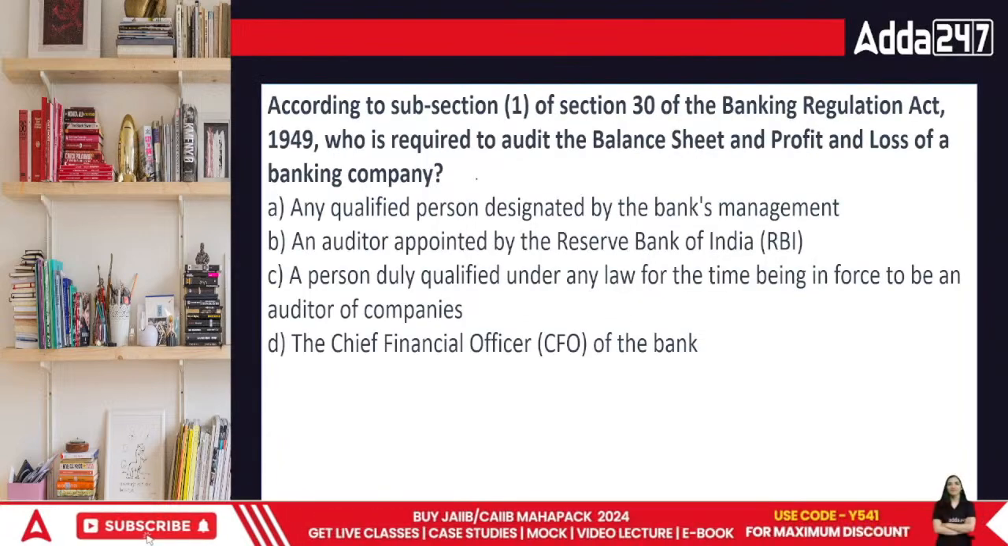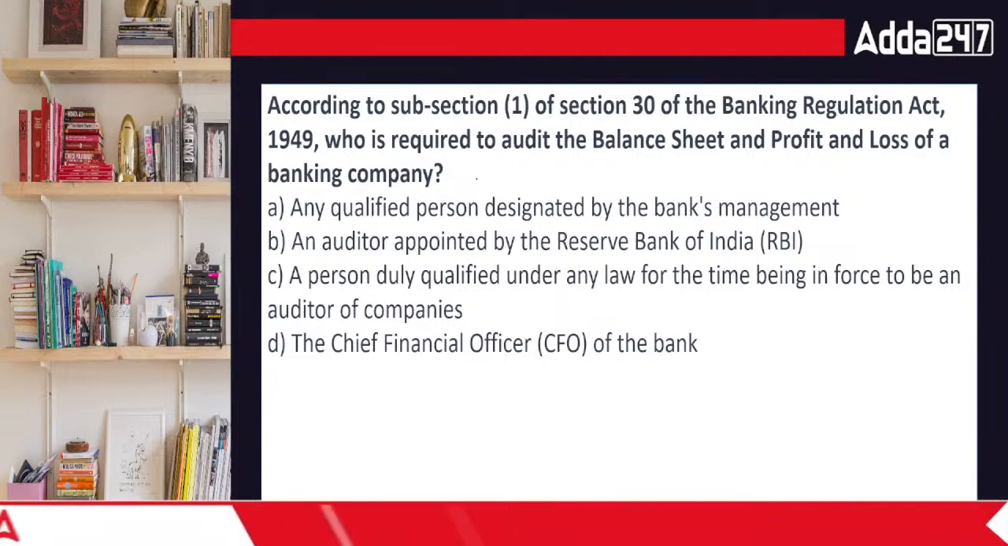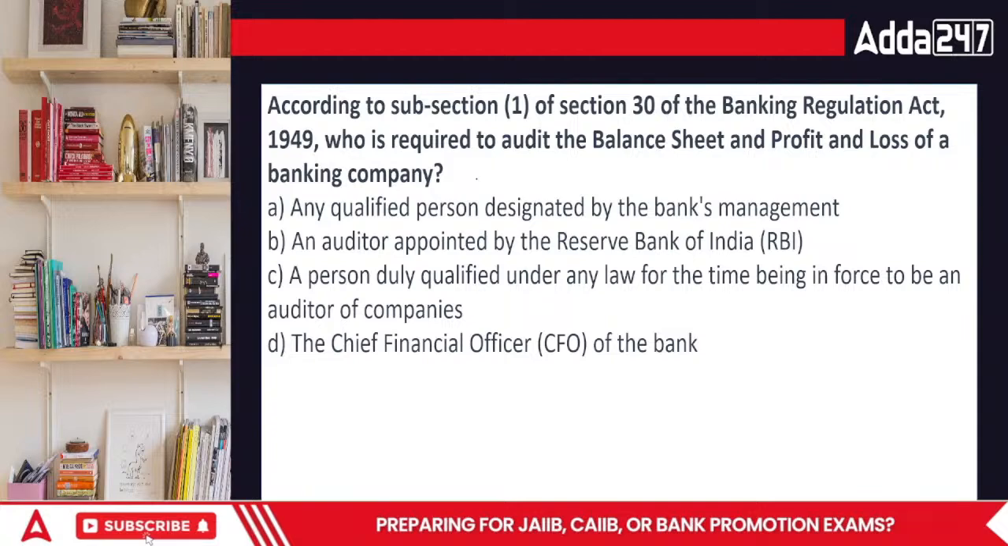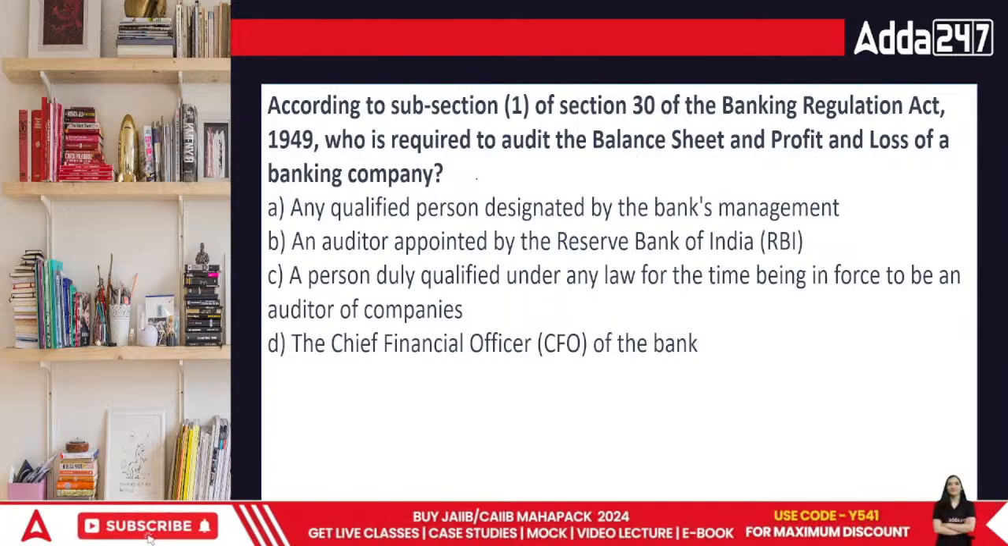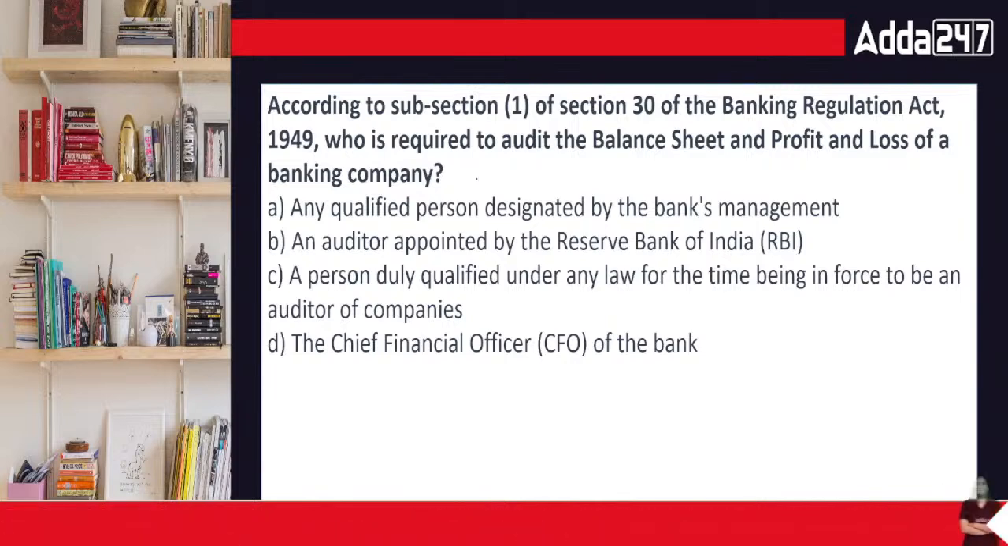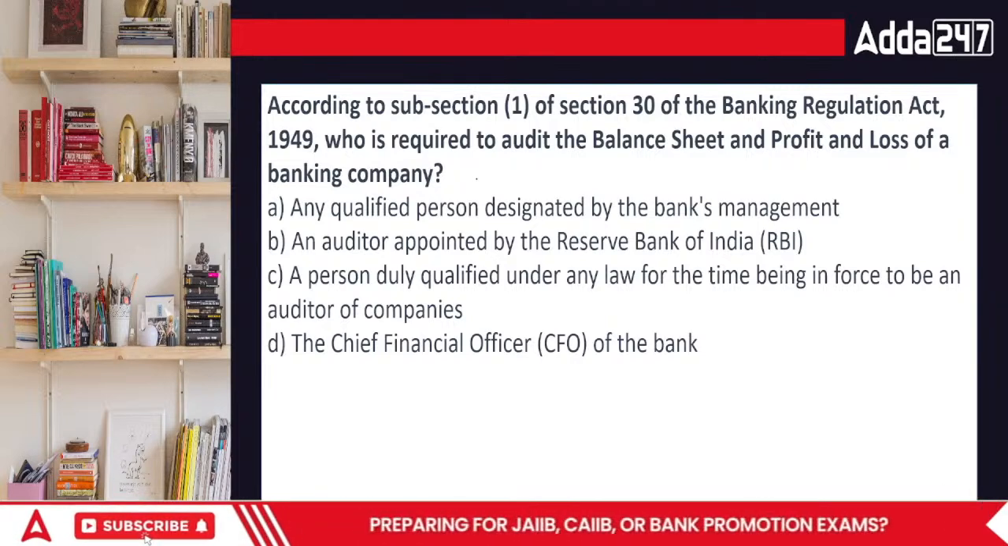According to subsection 1 of section 30 of the Banking Regulation Act 1949, who is required to audit the balance sheet and P&L? A person qualified designated by the bank, an auditor appointed by RBI, the person duly qualified under law, or the CFO of the bank.